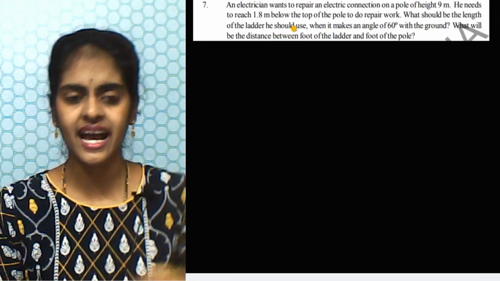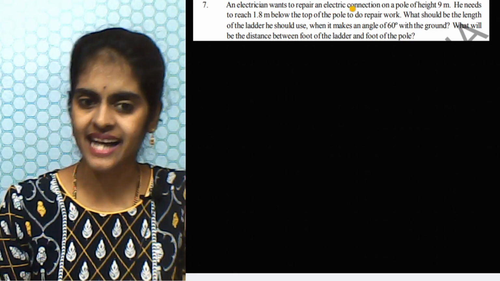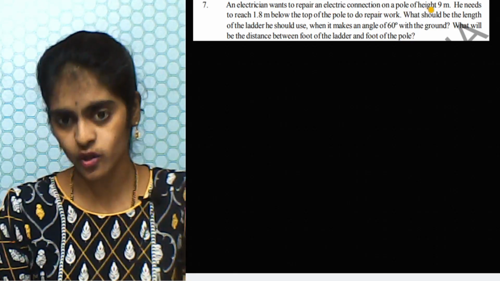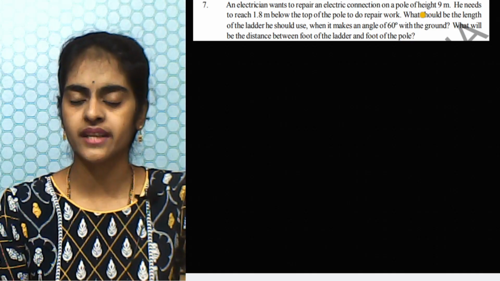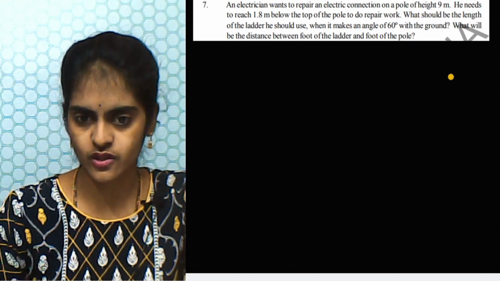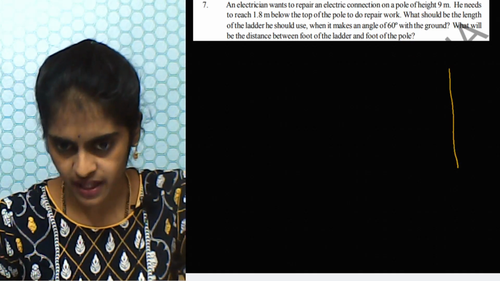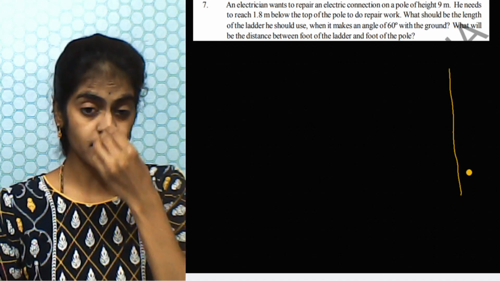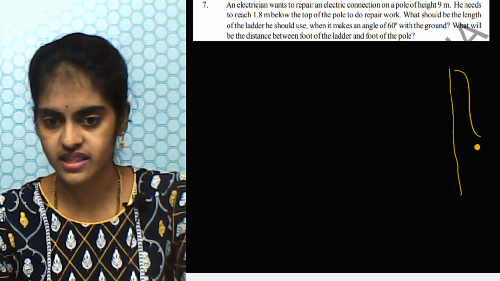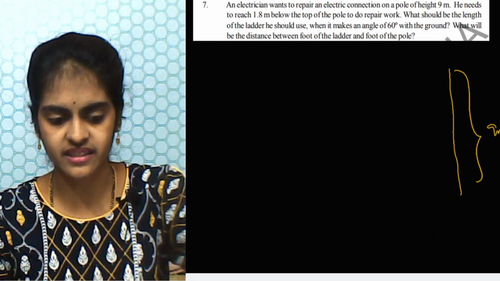So here you see an electrician wants to repair an electric connection on a pole of height 9 meters. The height of the pole is 9 meters. So let me take the pole first. Suppose this is the pole. The pole is of height 9 meters. So this complete height is 9 meters.